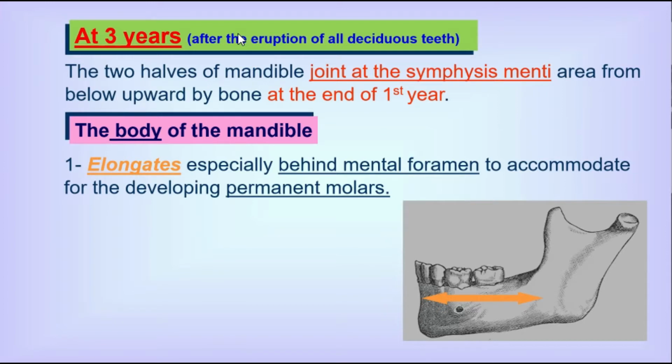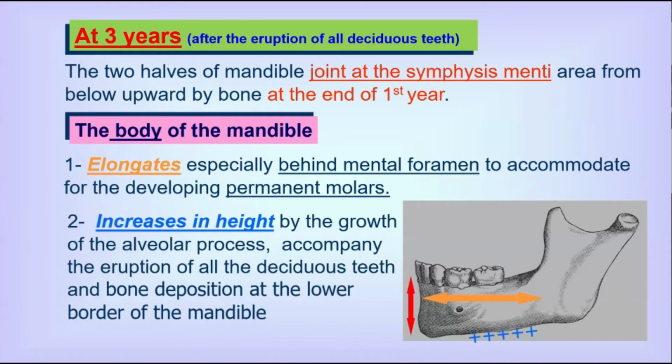So behind the second deciduous molar, we need more space for the development of the first permanent molar. The first permanent molar will come at the age of 6 years, but it starts its development at the age of 3 years. So at the age of 3 years, there must be some room for the first permanent molar. Gradually the mandible is growing behind the second deciduous molar in the retromolar area. This is known as the retromolar area.